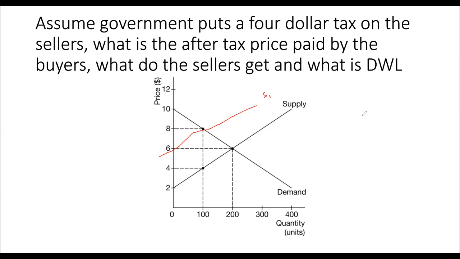So why are we taking it from where they cross in the middle? The equilibrium. Like when they cross, with the supply and the demand, the equilibrium at 200 units and $6. Like here? Yeah. Oh, because that's the original before tax. So why does it go from 6 to 8 as opposed to the $4 tax? No, the $4 tax is the difference between the two supply curves. Yeah.